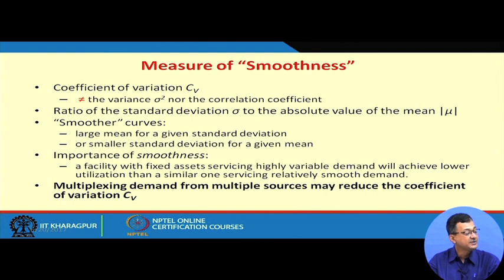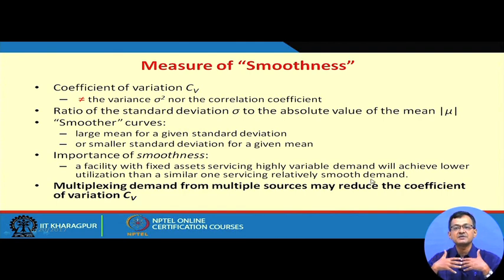So the coefficient of variation CV is not similar to variance, nor to the correlation coefficient. It is the ratio of the standard deviation sigma to the absolute value of the mean, mu or mod mu. So we get smoother curves with a large mean for a given standard deviation. As we are saying, sigma by mu: if the mean is large, then for a given standard deviation things will not vary that much, or with a smaller standard deviation for a given mean, things will be much under control. On the importance of smoothness: a facility or fixed asset servicing highly variable demand will achieve lower utilization than a similar one servicing relatively smooth demand.